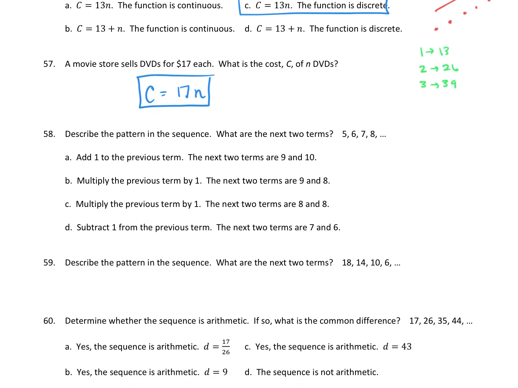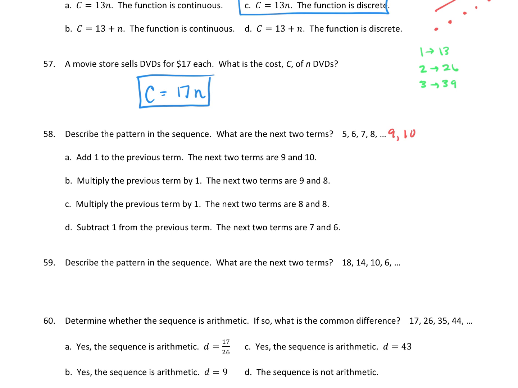All right, 58, describe the pattern in the sequence. What are the next two terms? So we are going from 5 to 6 to 7 to 8. We can see a pattern of increasing by 1. If you take 5 and you add 1, you get 6. Add 1, you get 7. Add 1, you get 8. We can continue that. If we add 1, we'll get 9. Add 1, we'll get 10. So those are the next two terms in the sequence.